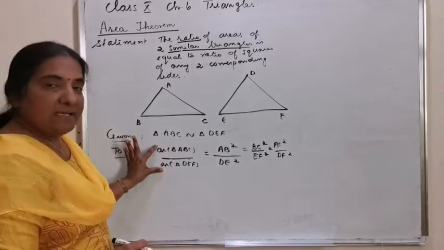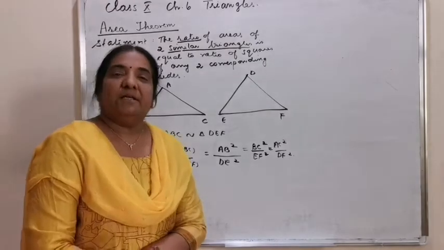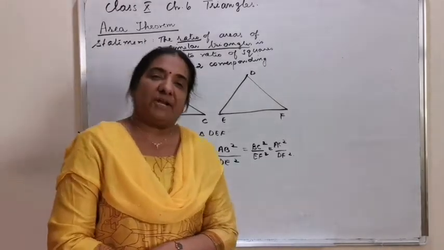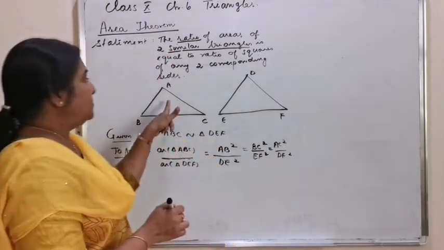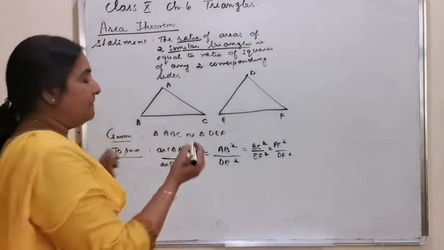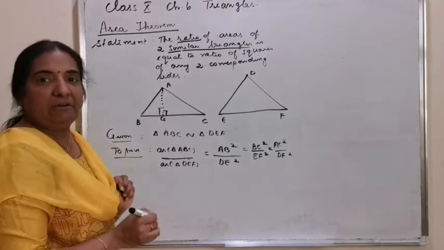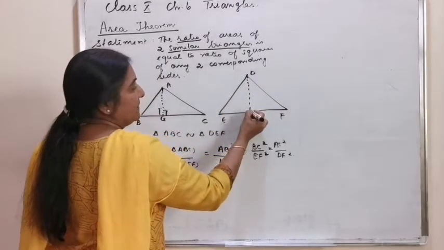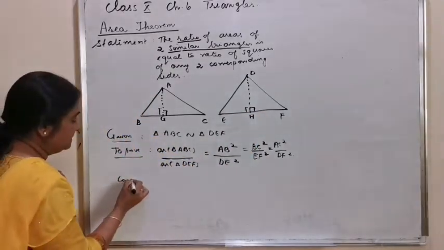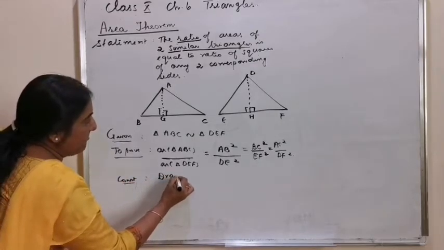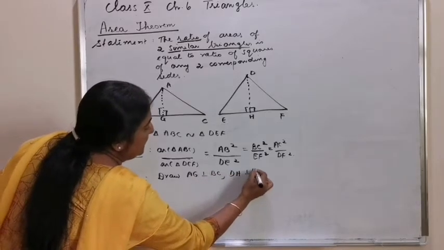The left hand side starts with area of triangle ABC, area of triangle DEF. The basic formula in your mind for area of a triangle is half into base into altitude. Since the altitude is not given in the figure, as construction, draw AG perpendicular to BC and DH perpendicular to EF. That is construction.